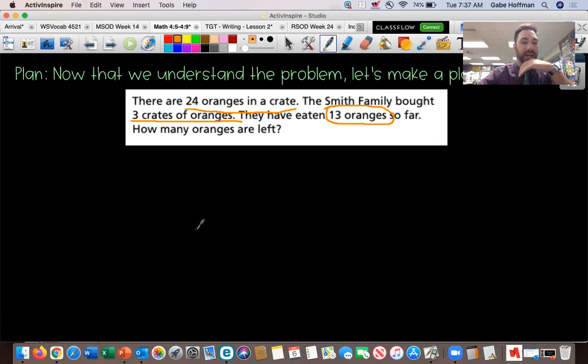So what I'm going to do is a kind of modified window method, but I'm going to break apart my 24 and do 20 times 3 and 4 times 3. And then after I find my answer to the multiplication part, I'm going to subtract my 13 oranges that they've eaten so far. So now I've understood the problem, I know what I'm doing, I know what I need to figure out, and I've come up with my plan.